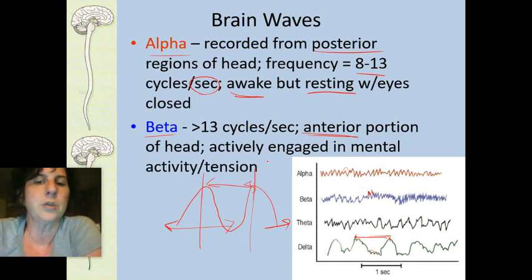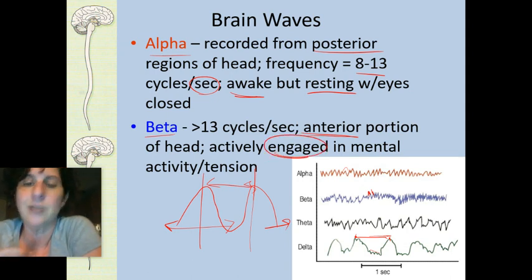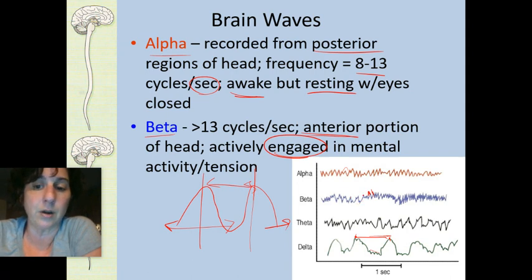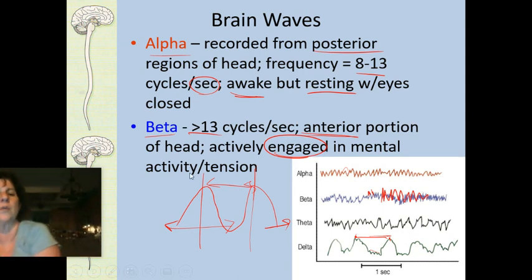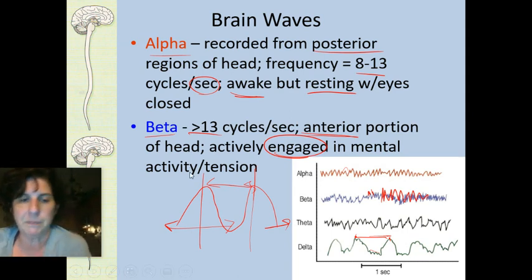And this is usually seen when you're really engaged in mental activity and attention. You've got a lot of thought, and you have to think about it. It's showing there's a lot of activity, a lot of little peaks in there, so a lot of cycles per second. So this is the highest rate and shows the most activity.